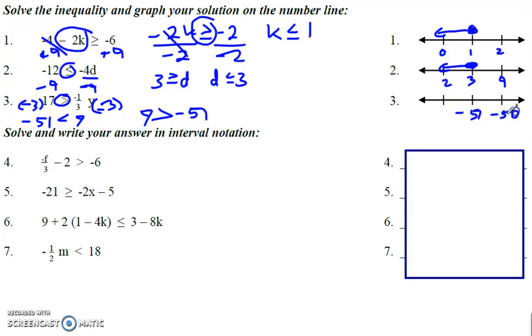Negative 50. And negative 52. Make sure you know which direction the numbers on the negative side go. Open circle, and it is greater than negative 51, so arrow goes this way.